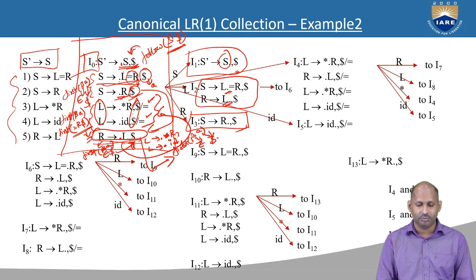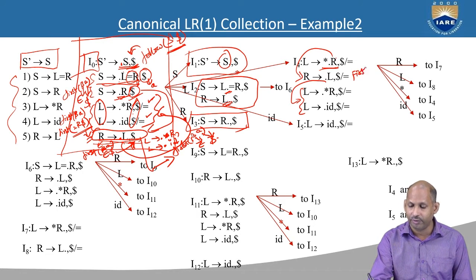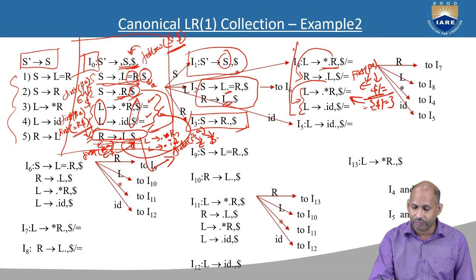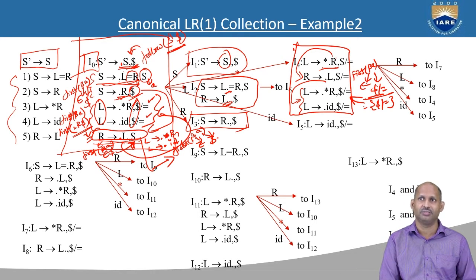Now on multiplication, multiplication dot R. Since R will result here, dot L will also result here. How do we find that symbol? Simply first of beta A, where beta is epsilon and A is dollar and assignment, so it will result in dollar and assignment. That is the reason we added dollar and assignment for all the productions.